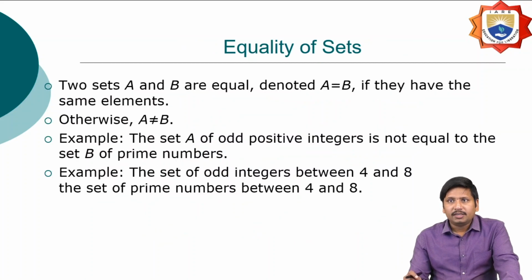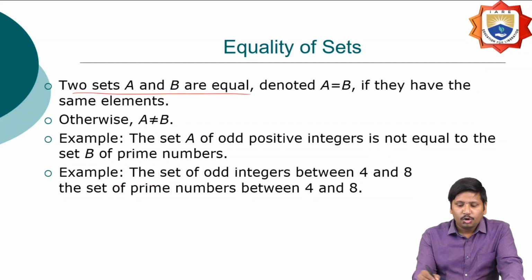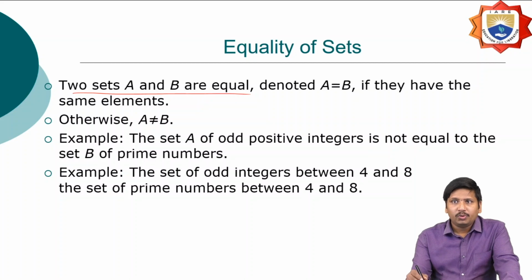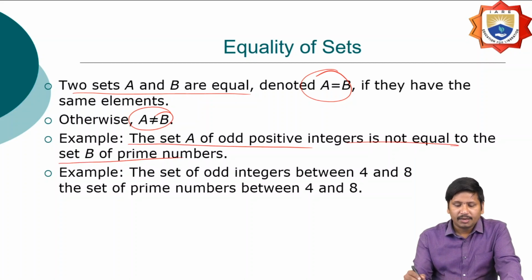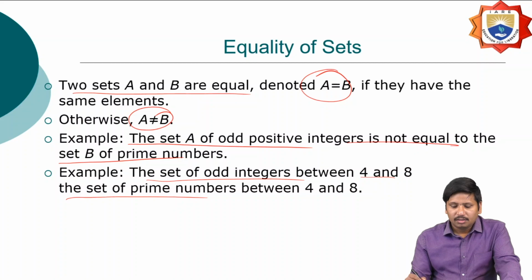And the next one is equality of sets. If two sets are equal, I can write A = B, if they have the same elements. Otherwise, I write A is not equal to B. For example, the set A of odd positive numbers is not equal to the set B of prime numbers. And consider the set of odd integers between 4 and 8, and the set of prime numbers between 4 and 8.